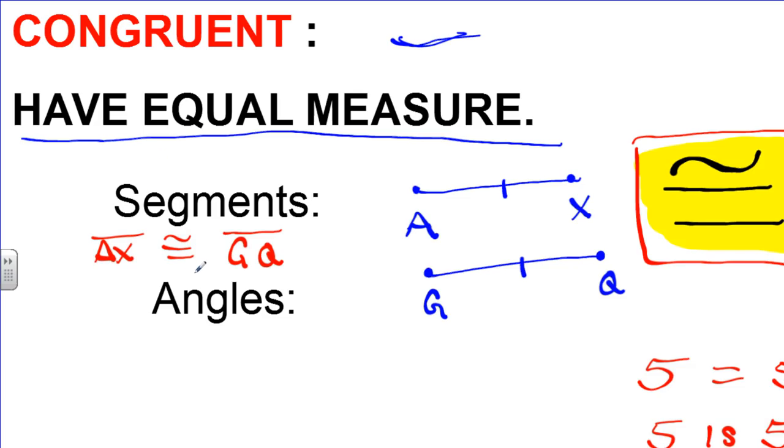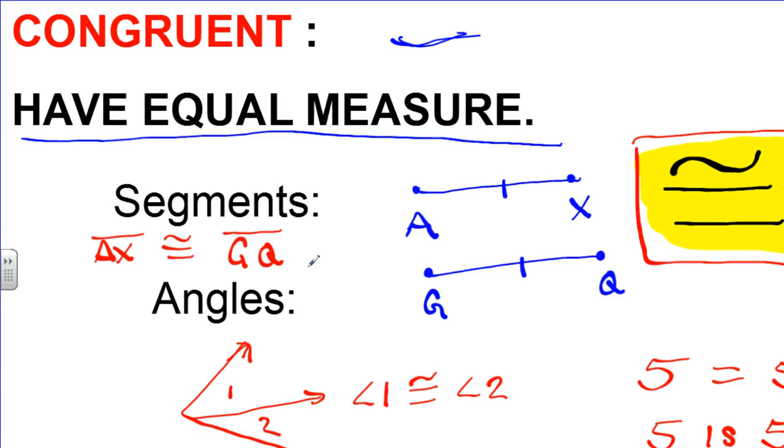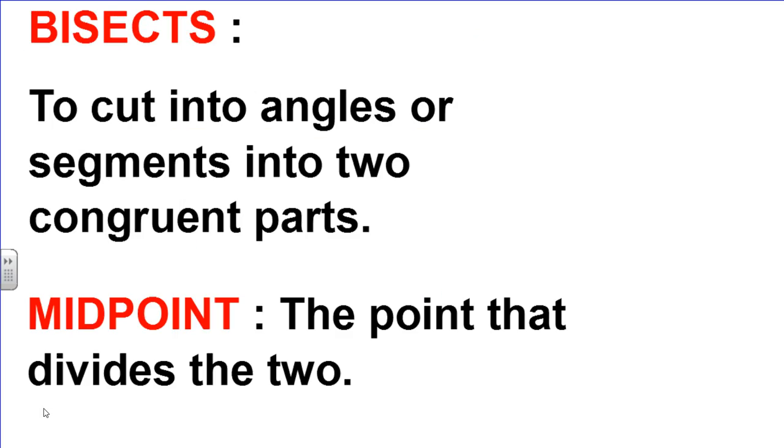And it can happen with angles as well. If angle 1 is the same measurement as angle 2, and I've drawn it pretty poorly, so I'm sure that they're not, but you would say that angle 1 is congruent to angle 2. Congruent is anything that has two things that have equal measure.